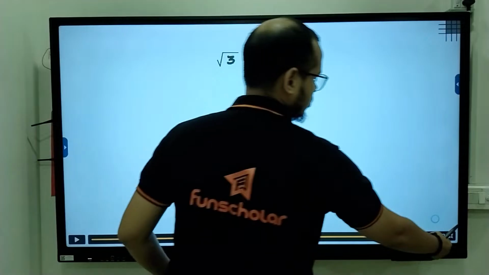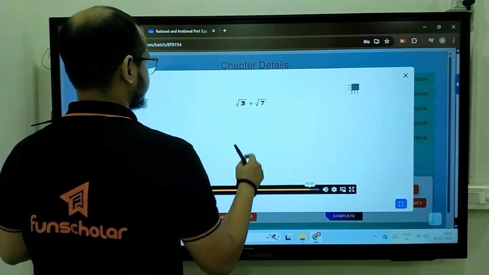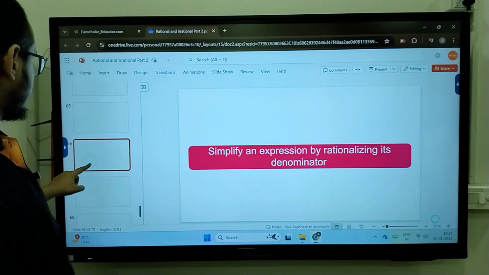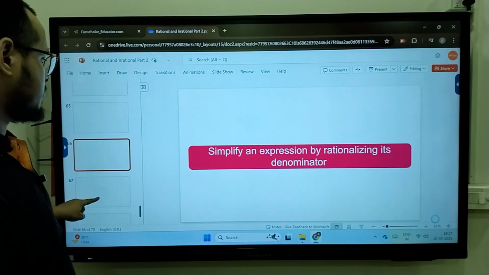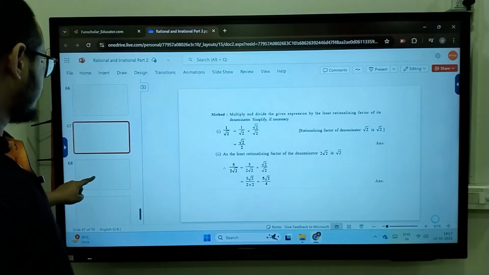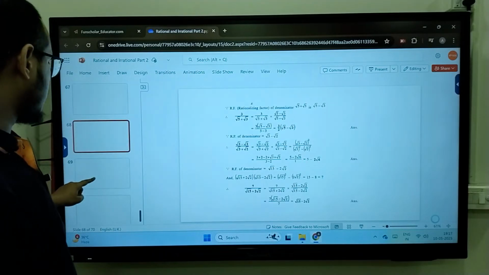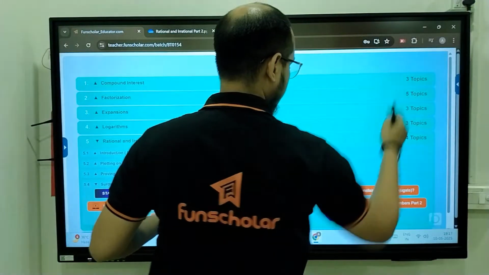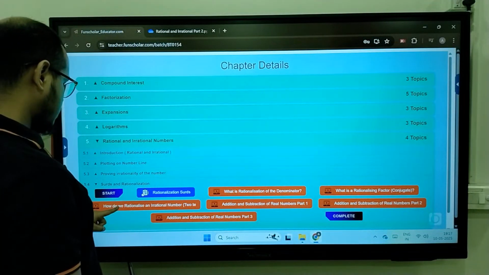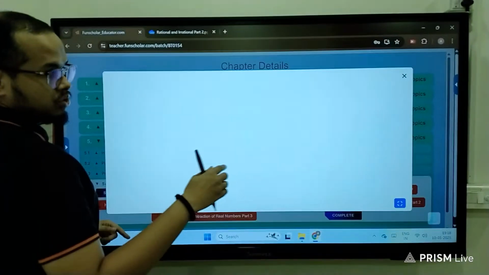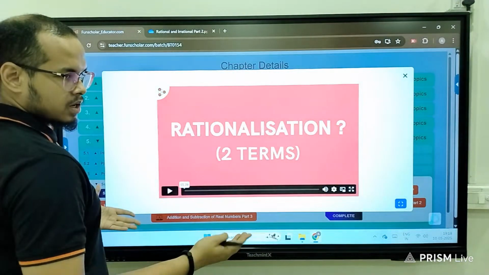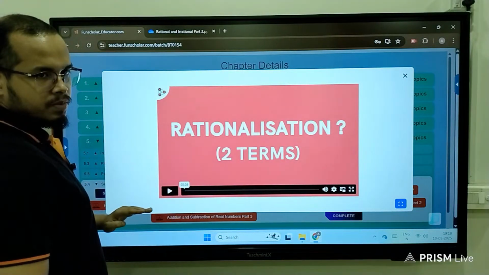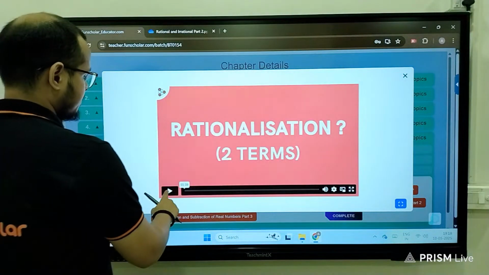Okay, now let's continue. Rationalization of surds we have understood. Next, rationalization in the denominator we have understood. This is done, this is also done. Before starting off with any doubts, we'll have one more thing: how to rationalize irrational numbers with two terms. There is a video on it. First we'll watch the video and then we'll focus on the end of the session.